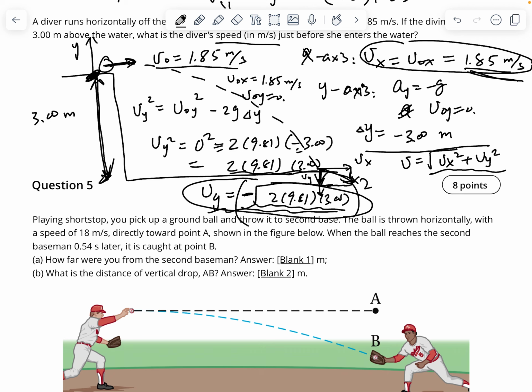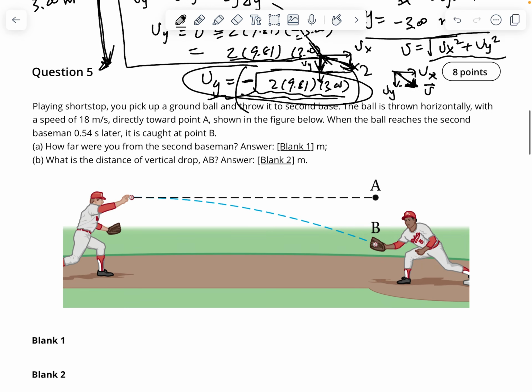When you get here, this is Vx, this is Vy. You have to combine them together to figure out this guy. So this is the final velocity, and we look at the speed, the magnitude of this final velocity.